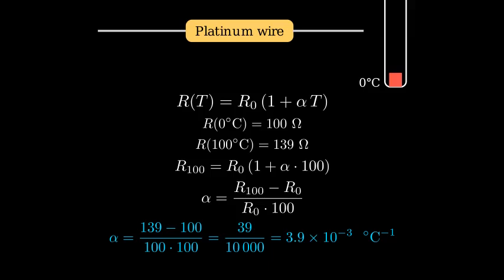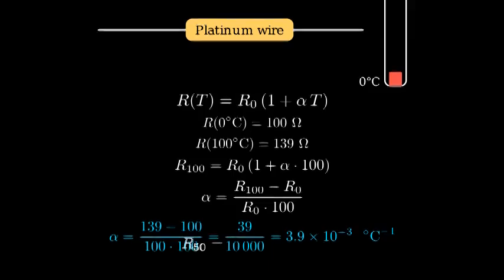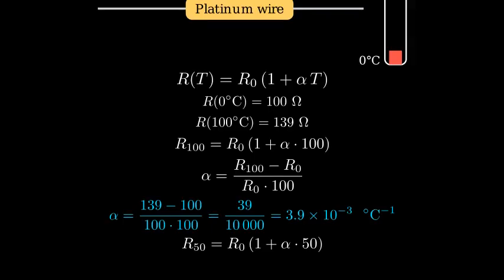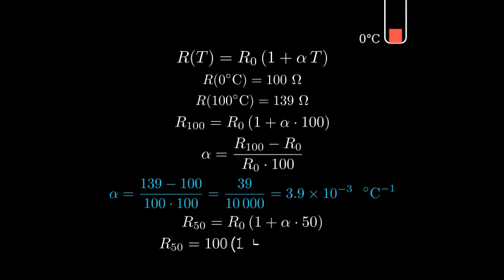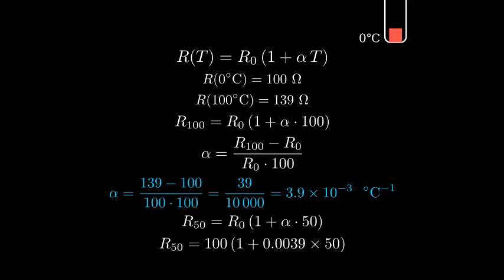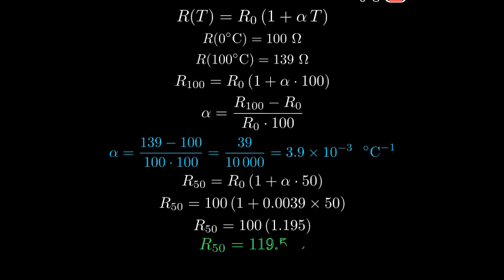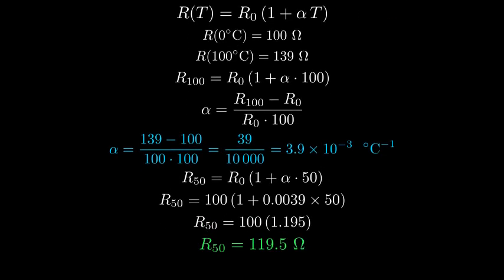Now, we find the resistance at 50 degrees. R sub 50 equals R sub 0 times the quantity 1 plus alpha times 50. Substitute the numbers. 100 times the quantity 1 plus 0.0039 times 50. That is 100 times 1.195, which equals 119.5 ohms.